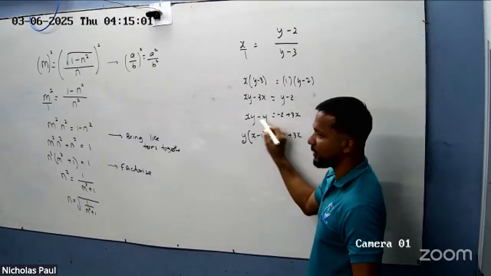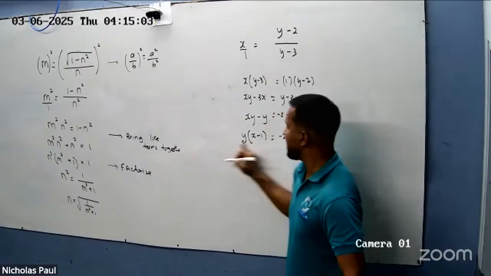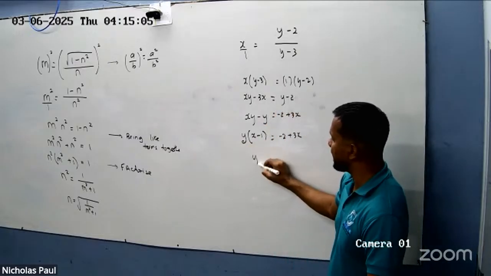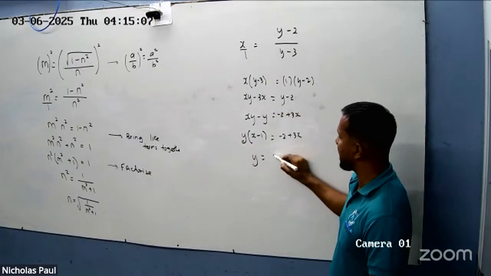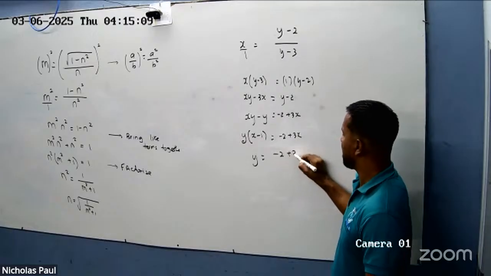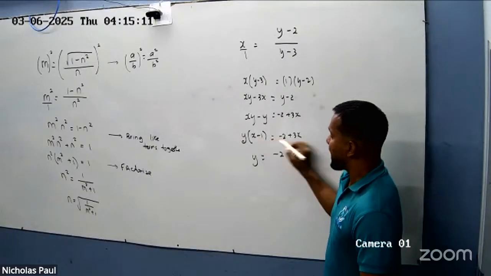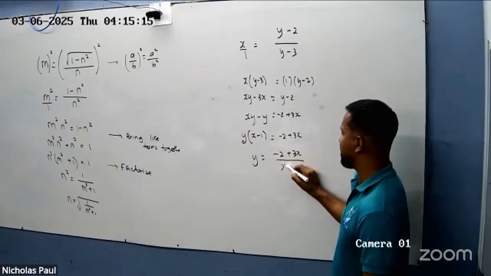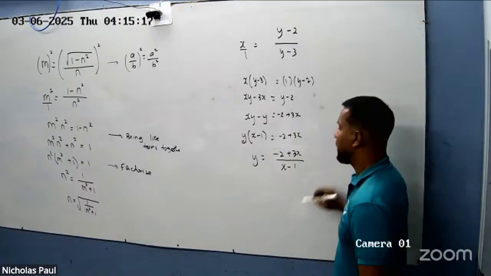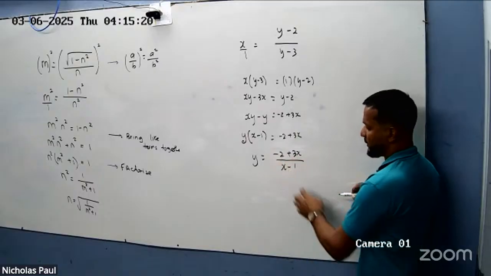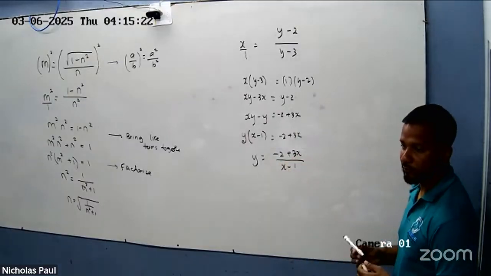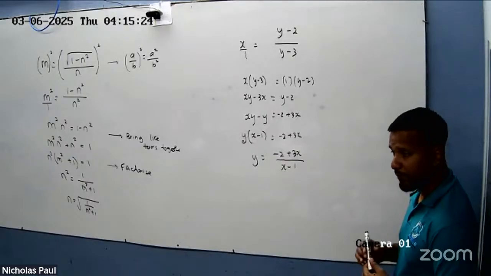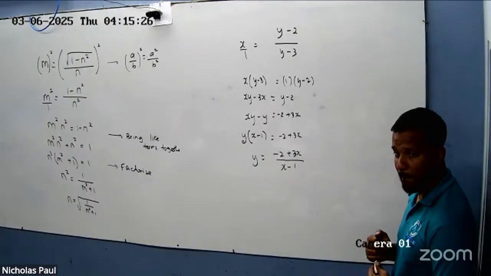So I factor out the y here, right? And lastly, I make y the subject by moving across the x minus 1. Right? I divide by x minus 1 on both sides, or I just carry across multiplied, it becomes divided. So I'll get minus 2 plus 3x over x minus 1. That's okay? Yeah.